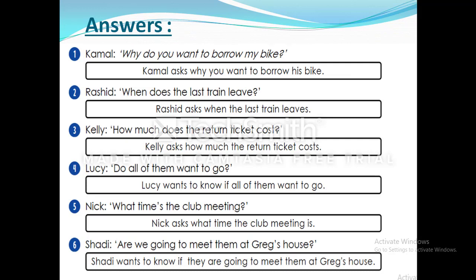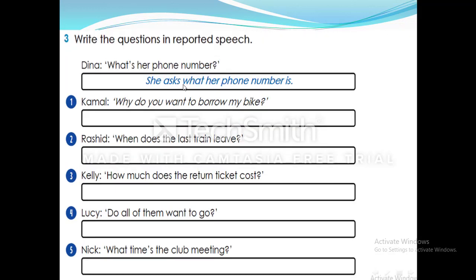Here we have the question. The question here has the verb "is". Look carefully. Where is the verb now? It's at the end, not after the WH word. So she, Dina, asked; the reporting verb, what, and this verb I removed and put it at the end. So she asked what her phone number is.